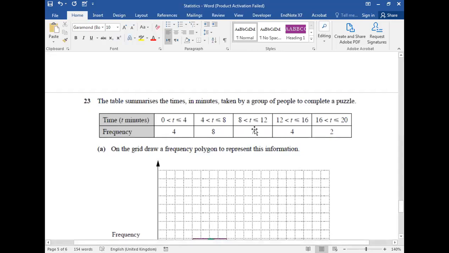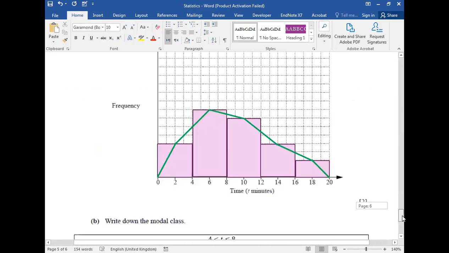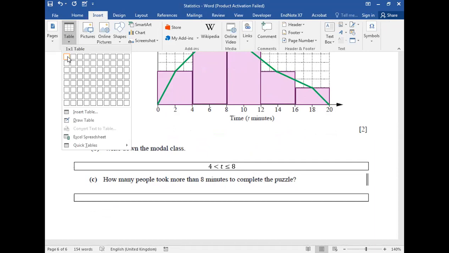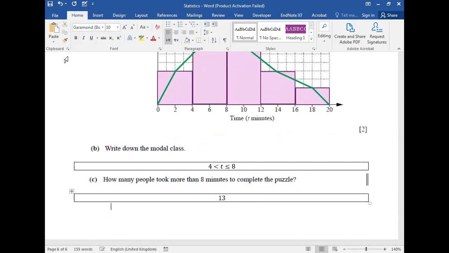These 7, these 4, and these 2. So all of these people are taking more than 8 minutes. How many are they? 7 plus 4 plus 2 is? Do it again. 7 plus 4 plus 2. 13. So 13 people took more than 8 minutes to solve the puzzle.